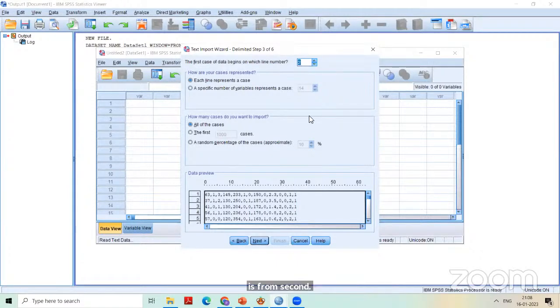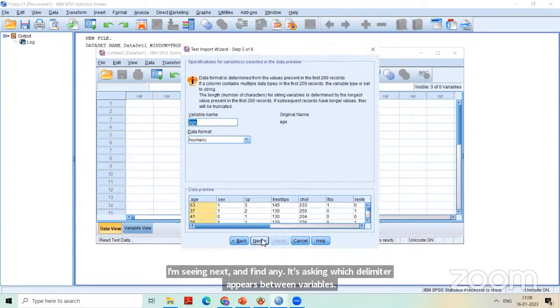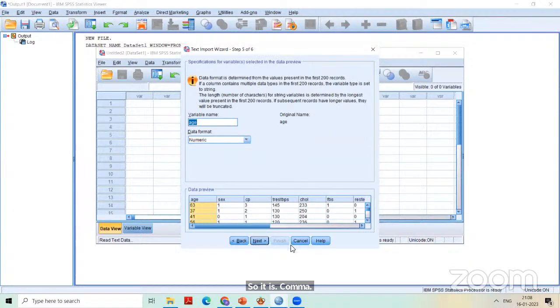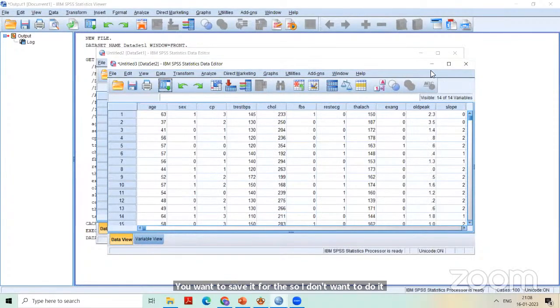It's automatically done. I want to take all the cases, so I'm taking all the cases and saying next. Finally, it's asking which delimiter appears between variables. It is a comma, yes, it's a comma separated file. The variable name is age. Then CP is numeric, next. Yes. And finally, this is finished. It's asking, do you want to paste the syntax? I don't want to do it. I'm saying finish. So here comes my data.